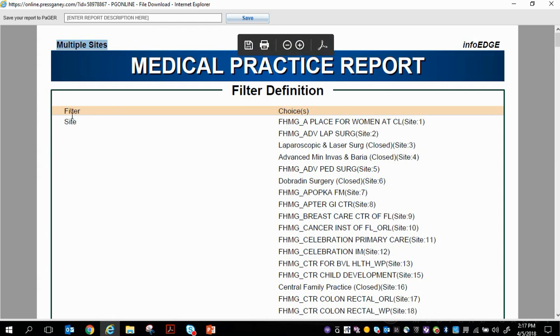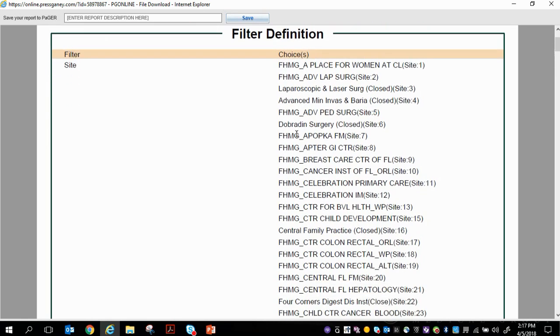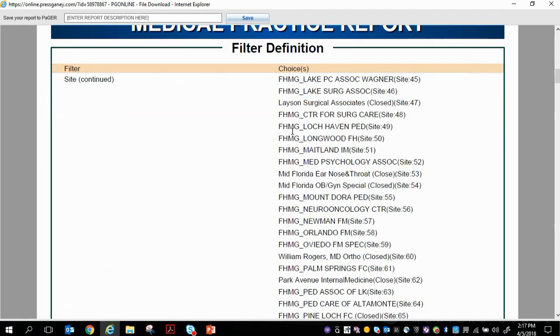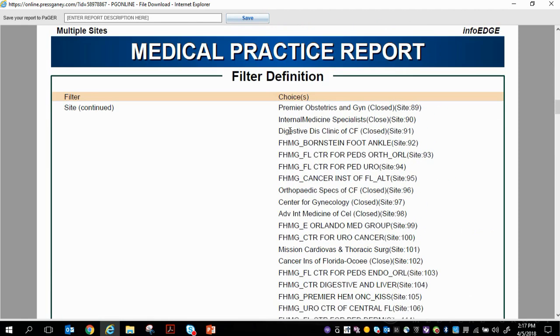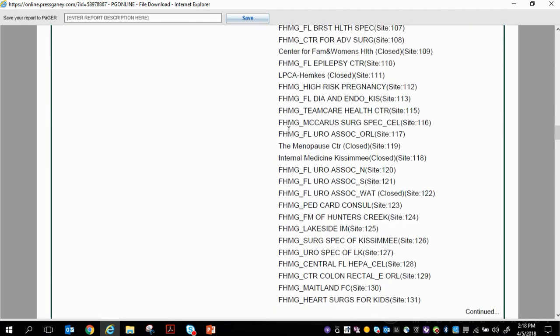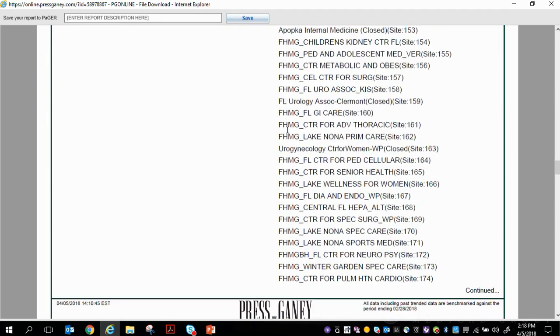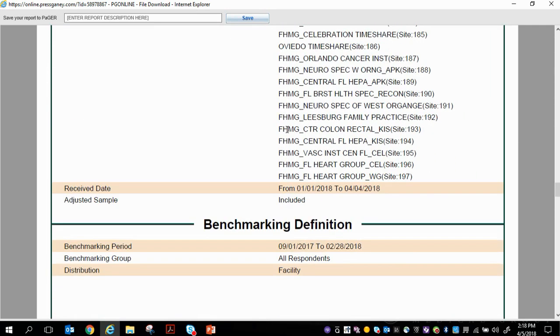The first item on the report is the filter section when we ran the report, and it shows which sites were selected. Since we ran this for all of Florida Hospital Medical Group, all Florida Hospital Medical Group locations have been selected. I'm going to continue to scroll down until we get to the next section, which is the receive date filter. This report was run for year to date, so it is showing the first of the year to the current date the report was run.